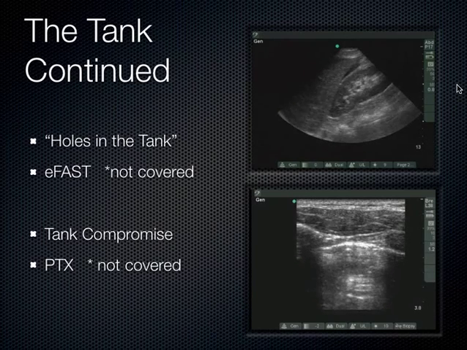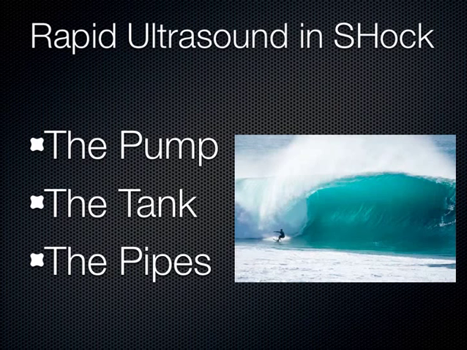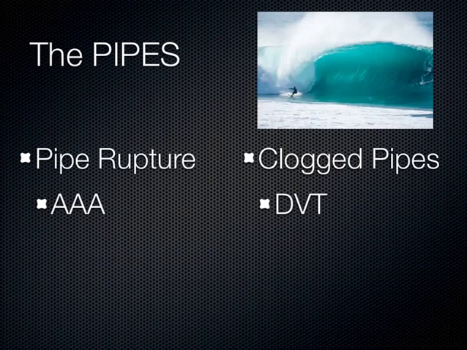Okay, so we've got the pump, we've got the tank, and then the last thing is the pipes, okay? Now, with the pipes, what are we talking about? Really two main pipes. We can either have a pipe rupture, in terms of the abdominal aortic aneurysm rupturing, or we can have a clogged pipe like a deep vein thrombosis, okay? And first we'll talk about AAA.